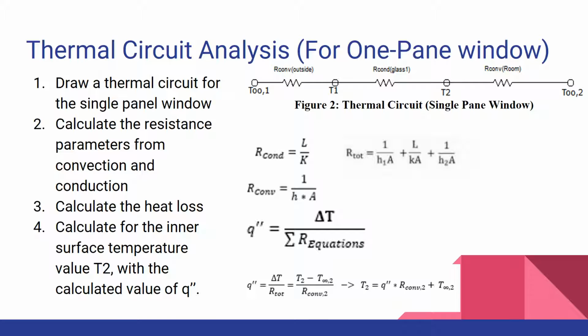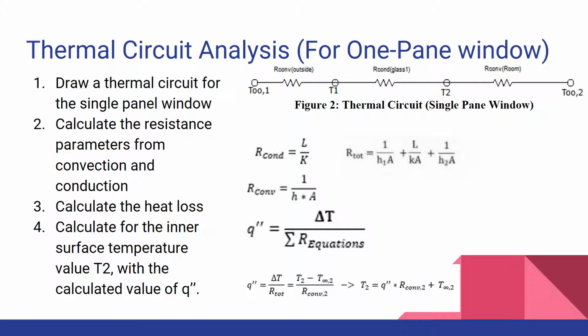Having assumed some conditions for the problems from the previous slide, the group decided to approach the problem using thermal circuits analysis. Figure 2 depicts the thermal circuit drawn by the group with important values labeled such as the resistance given from the convection passing through the windows as well as the conduction from the glass.